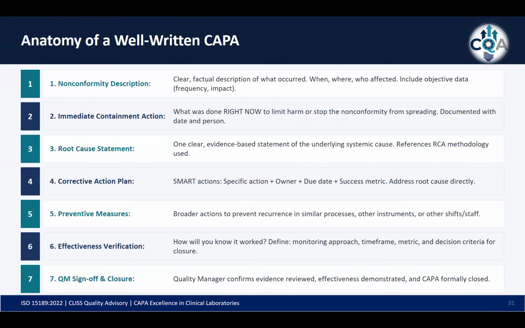The root cause statement: after carrying out the root cause analysis, you need to come up with a clear, evidence-based statement of the underlying system cause. Okay?